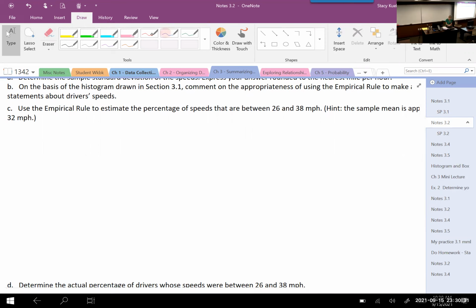Okay, so I'm going to draw a line. And in the middle of that graph, I'm going to write the sample mean. And our sample mean was, what did we say it was, 32? Okay. And then to the right, I'm going to take my sample mean and add the standard deviation. Standard deviation was 6, wasn't it? Okay. So 32 plus 6 would be 38.